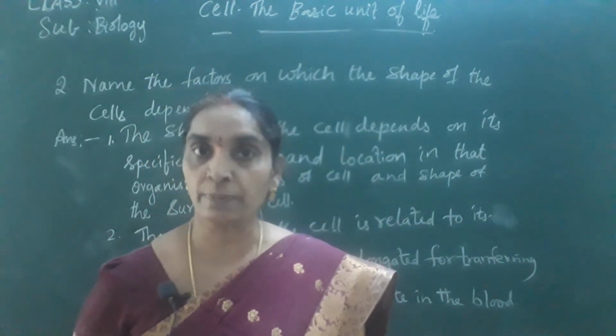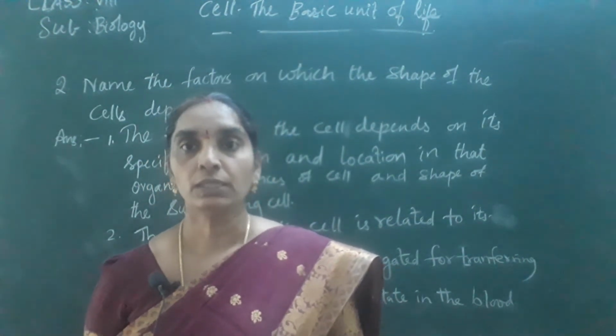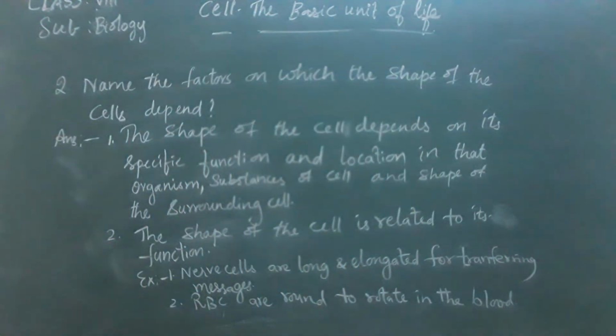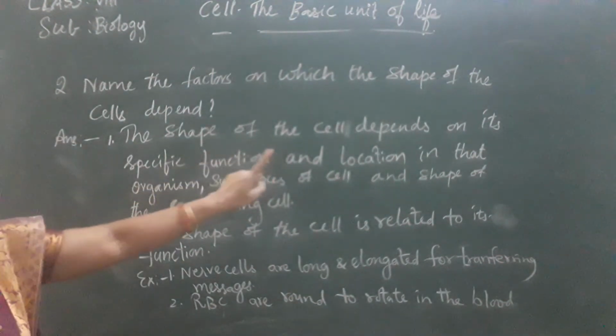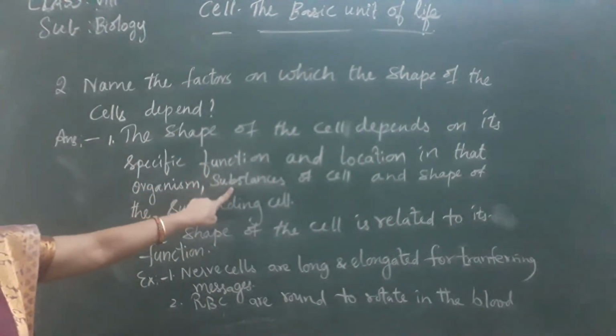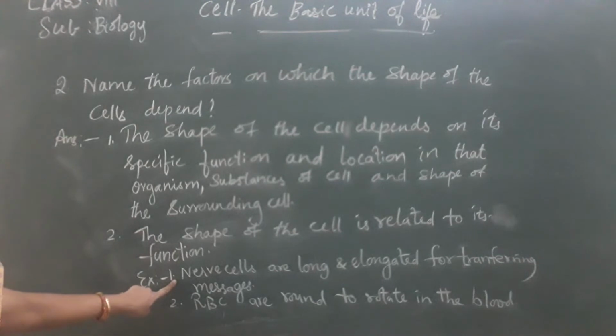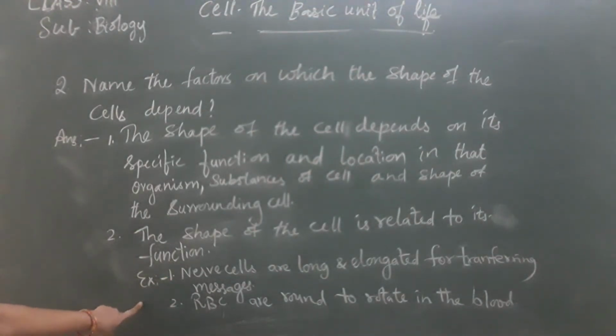So you have to write in this manner for this answer. Note down the answer for this question too, children, neatly. The shape of the cell depends on its specific function and location in the organism, substances of the cell and shape of the surrounding cell. The shape of the cell is related to its function. Nerve cells are long and elongated for transferring messages. RBCs are round to rotate in the blood. Note down.